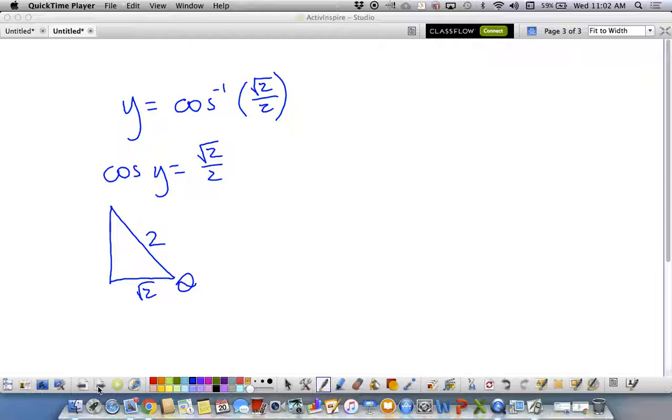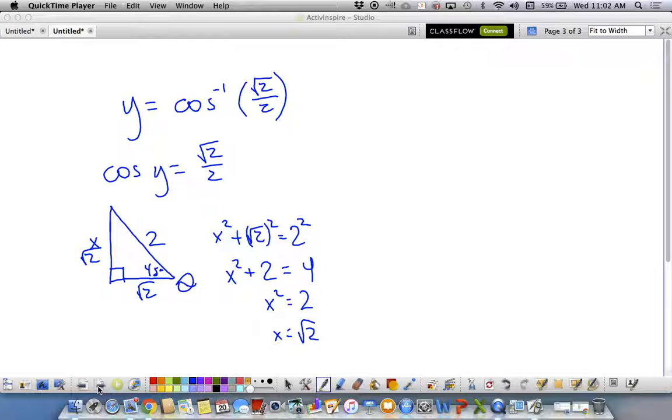Yes, it's 45. It has to be 45. Because if you're going to do the Pythagorean theorem, can we do Pythagorean theorem? I would hope so. x squared plus the square root of 2 squared equals 2 squared. That's a 4, that's a 2. You're subtracting, so x squared equals 2. What does x equal? Square root of 2. So we have a square root of 2, square root of 2, and 2. So what type of triangle is this? 45, 45, 90. So what is the answer? y equals 45 degrees.